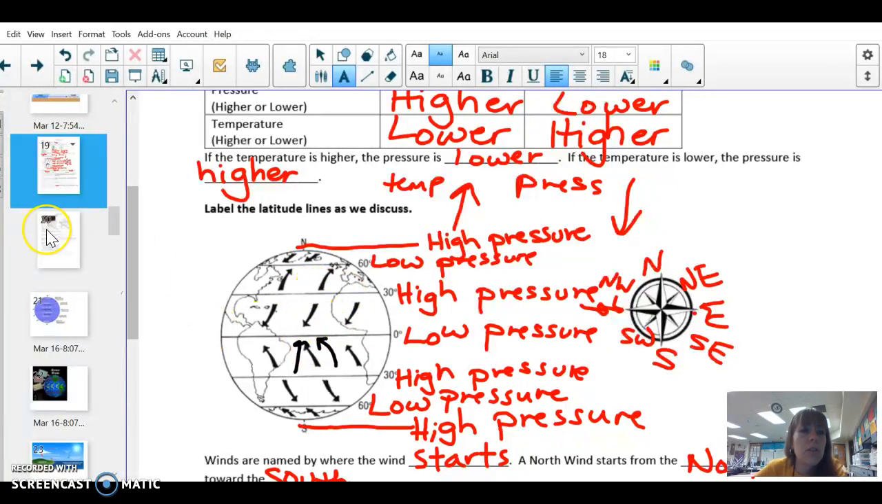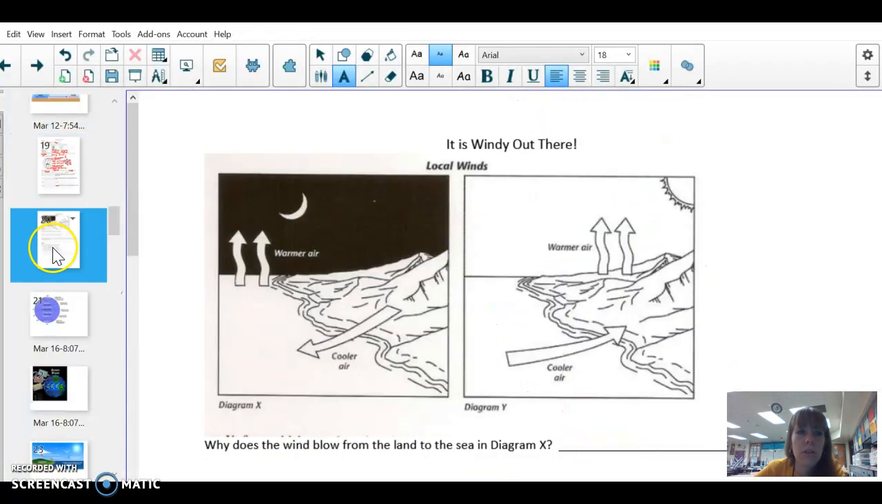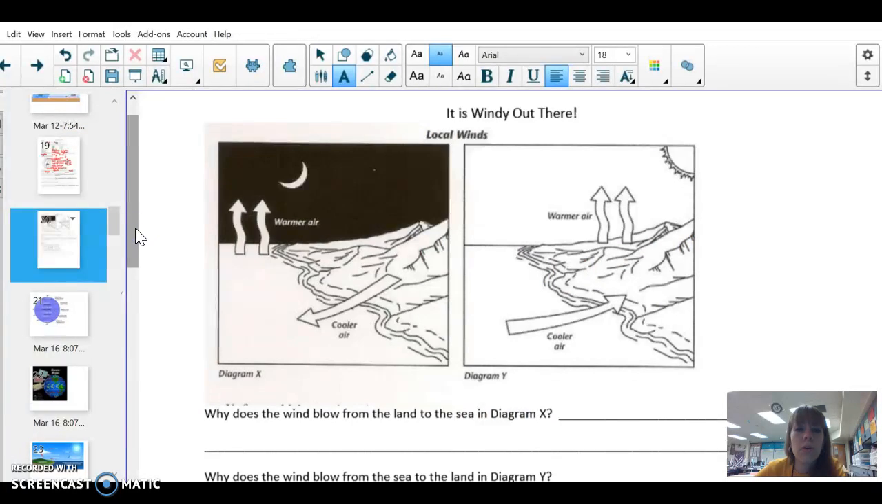However, there are also something called local winds. So if you flip your paper over, we're now going to look at local winds. Local winds blow over a short distance, like maybe from Chicago to Bloomington. Global winds are a long wind, maybe one that would blow from Canada down into Mexico.